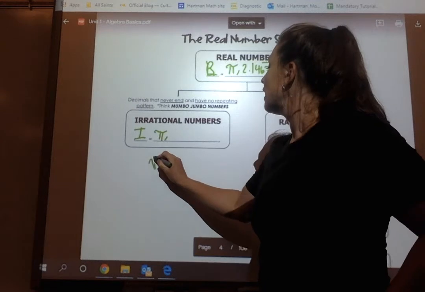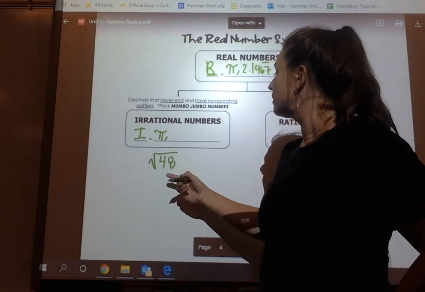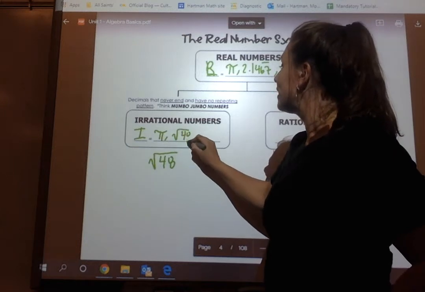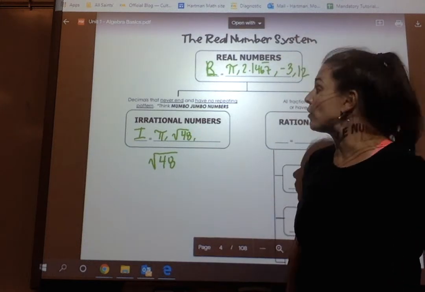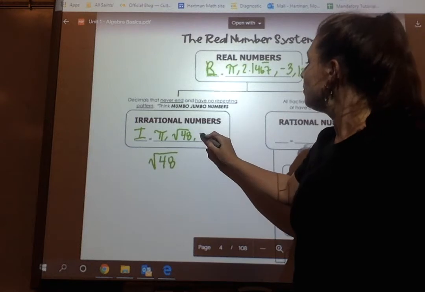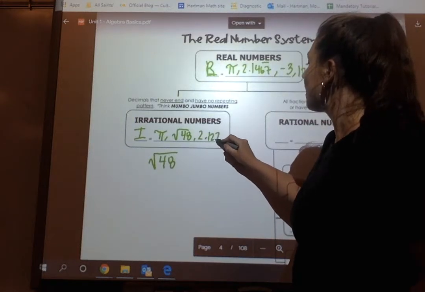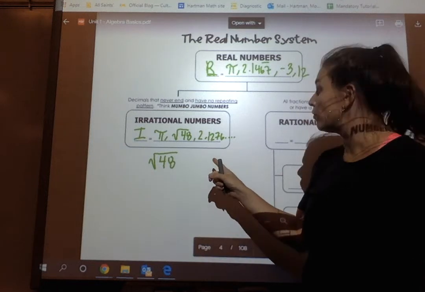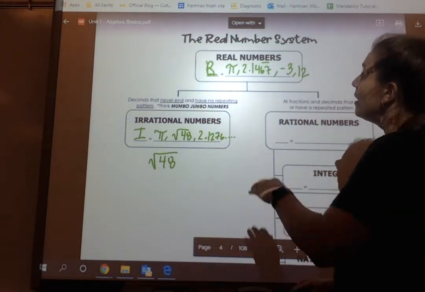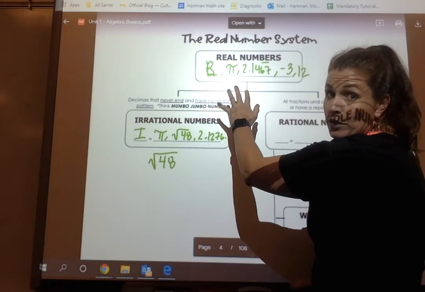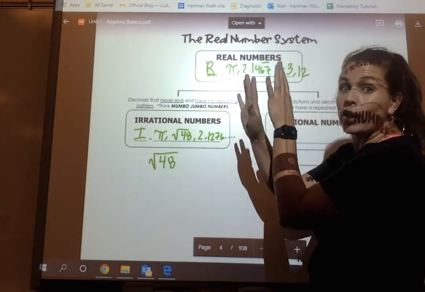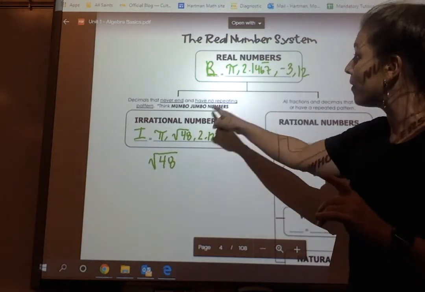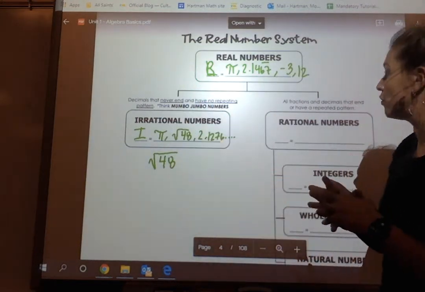So for instance, if you have the square root of 48, there's no perfect square, so square root of 48 can be an irrational number. It can be a number like 2.1276 ... that goes on forever and ever. That is an irrational number. So everything's going to be a real number system. So on a quiz, on homework, on anything, you always want to use the classification of R because that's a real number. Then we've talked about irrational numbers.